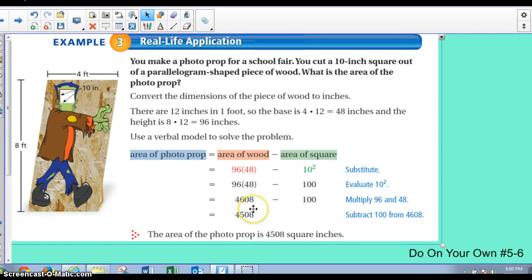You have 4,608 minus 100. So the area is 4,508 square inches. The biggest thing to remember in here is to always convert to your lowest measuring increment, and then subtract out, when you're figuring out area, the part you cut out of the picture or photo or whatever it is you're building. All right, if you'll do numbers 5 and 6 on your own, and we'll see you in class tomorrow.